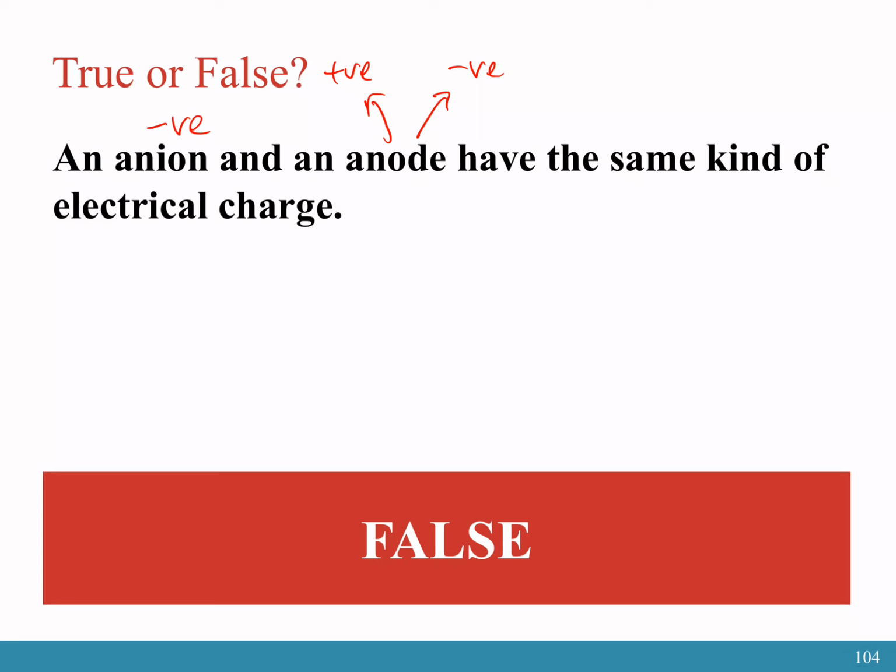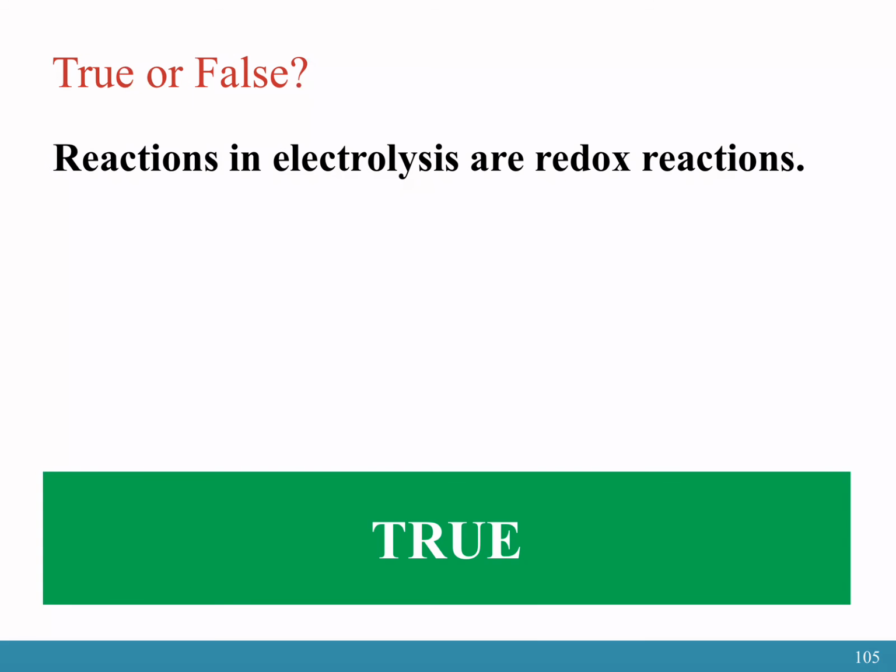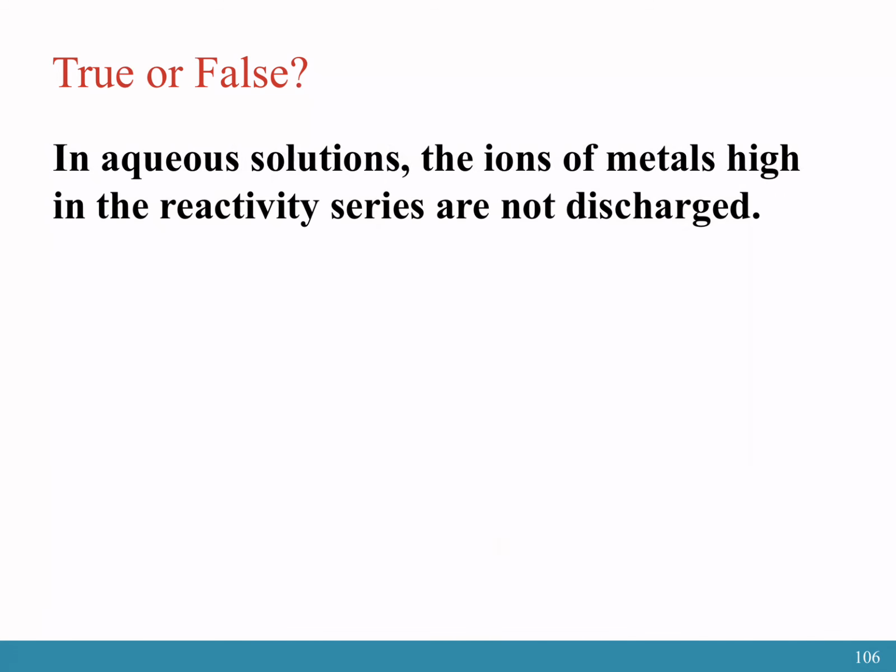For an electrolytic cell, the anode is the positive terminal. For the simple cell, the anode is the negative terminal. Next, reactions in electrolysis are redox reactions. True or false? True. They are always about redox.